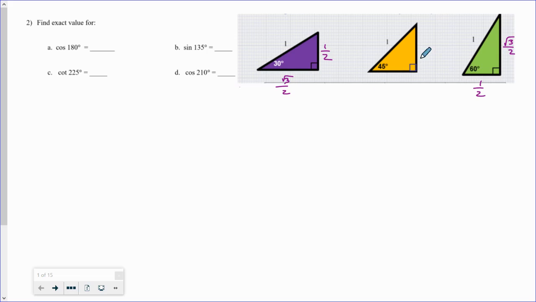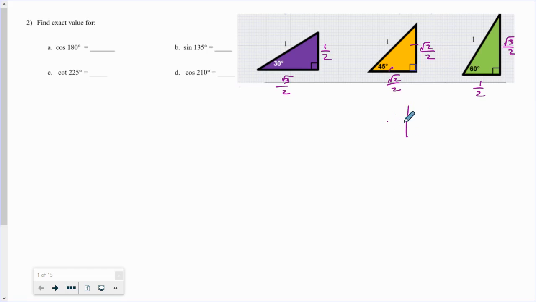And on the 45, 45, 90, both the x and the y are radical 2/2 and radical 2/2. It's the triangle that has both sides the same, and both have the 2's.